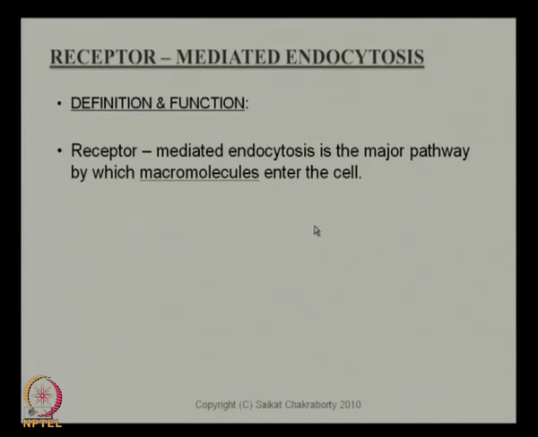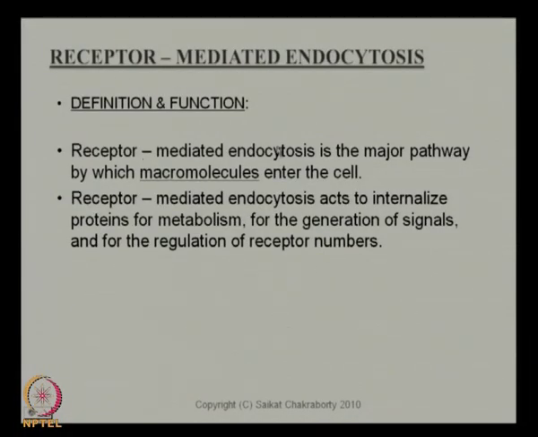Now if you want to transport a macromolecule, a very large molecule, inside the cell, how do you do that? The cell does not have an intrinsic mechanism to do that, and the process to transport a macromolecule inside the cell is known as endocytosis. The opposite process, transporting macromolecules out of the cell, is known as exocytosis. Okay. So receptor mediated endocytosis.